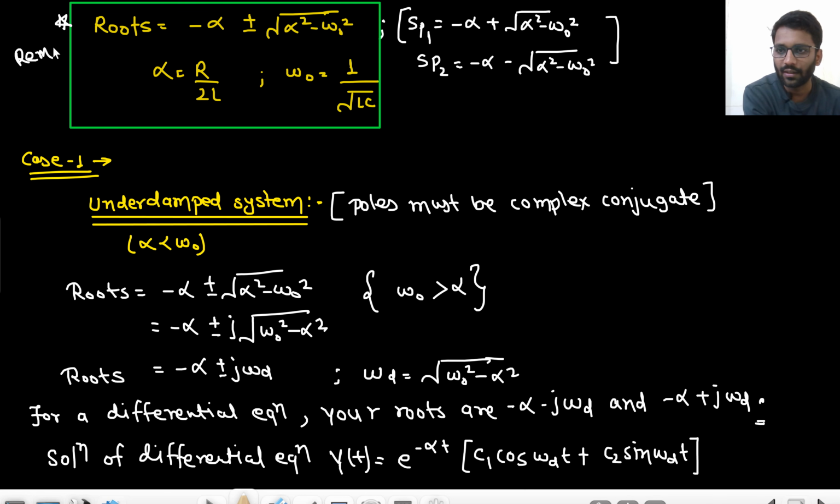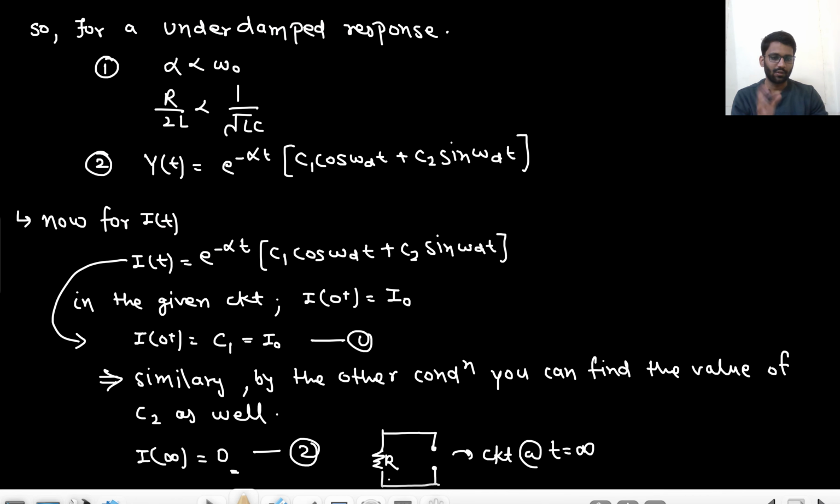Right? Then you will have the values of alpha and omega naught. So then you can find the nature of the roots. Based on the value of alpha and omega naught, you will find the nature of the roots. Let's just assume our alpha is less than omega naught. So our nature of roots will be something like this. That means we will have complex poles, and both will be conjugate.